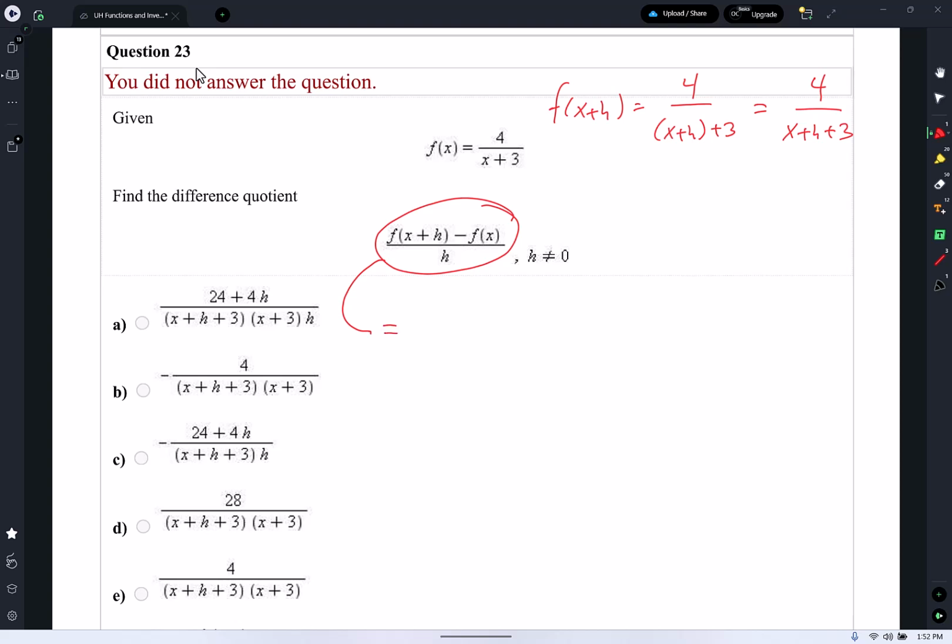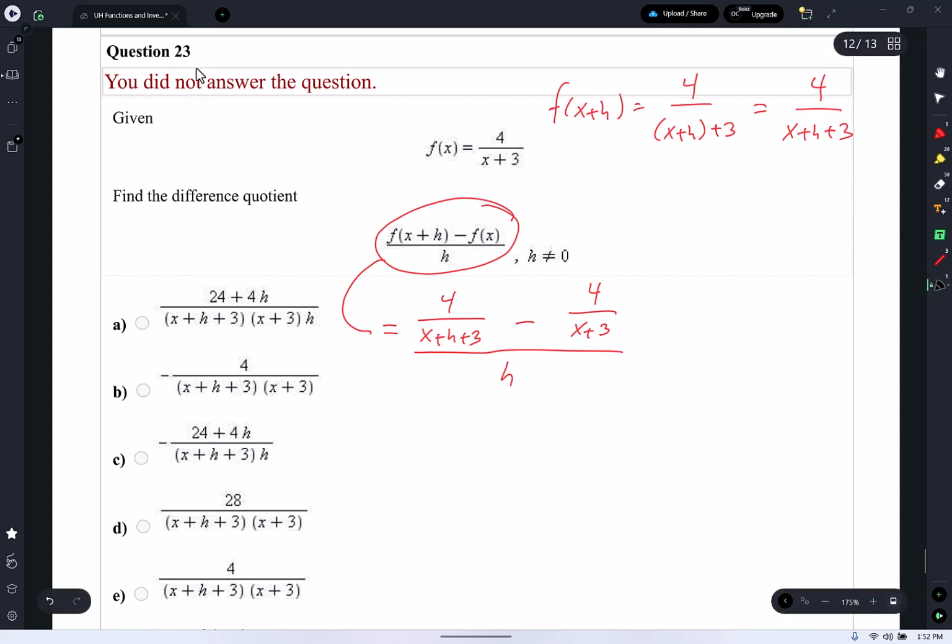For the sake of having space, I'm just going to put a circle and put equals immediately. F of x plus h is 4 over x plus h plus 3 minus f of x, which is 4 over x plus 3. And all this is divided by h. Common denominator. I'm going to multiply this guy over here by x plus h plus 3 over x plus h plus 3. And I'm going to multiply the left term over here by x plus 3 over x plus 3.